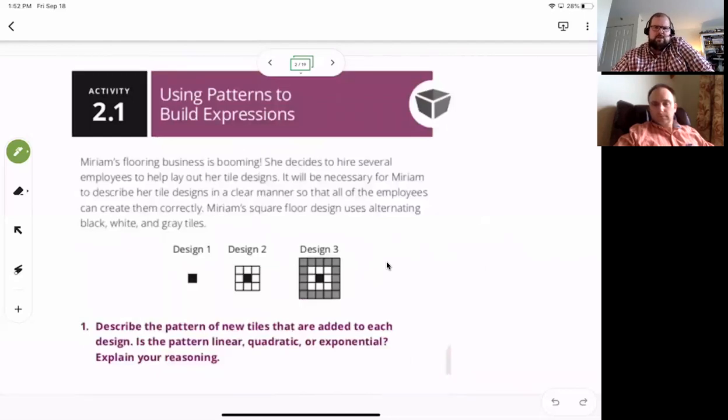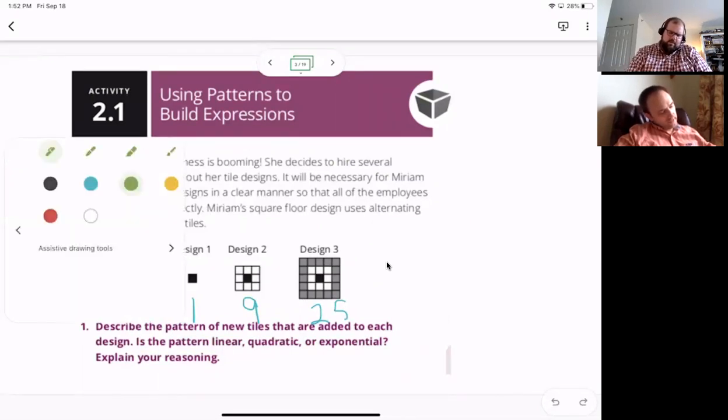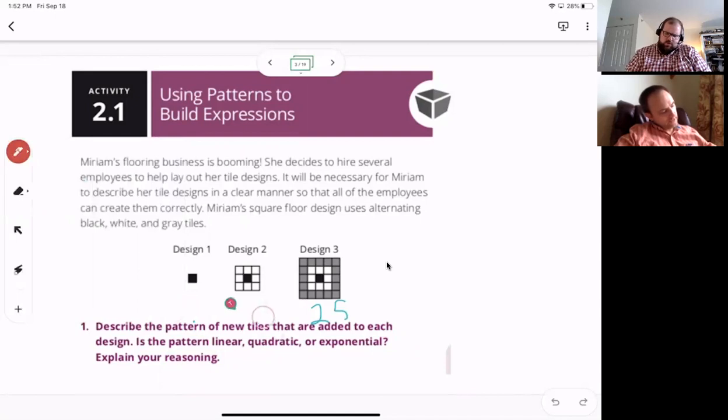All right, so now we're going to use patterns to build expressions, and I like that we're using the same patterns that we just spent a little bit of time digesting again. So that's the total number? Cool. And describe the pattern of new tiles that are added to each design. Ooh, that's a different question. I should read it carefully. New tiles that are added to each design.